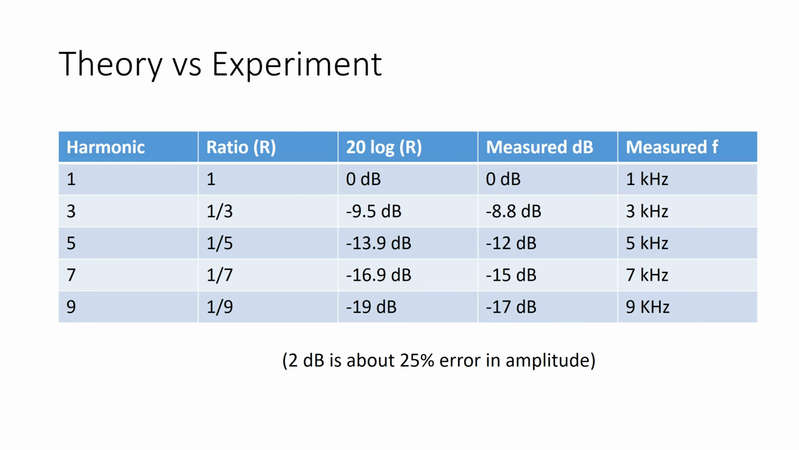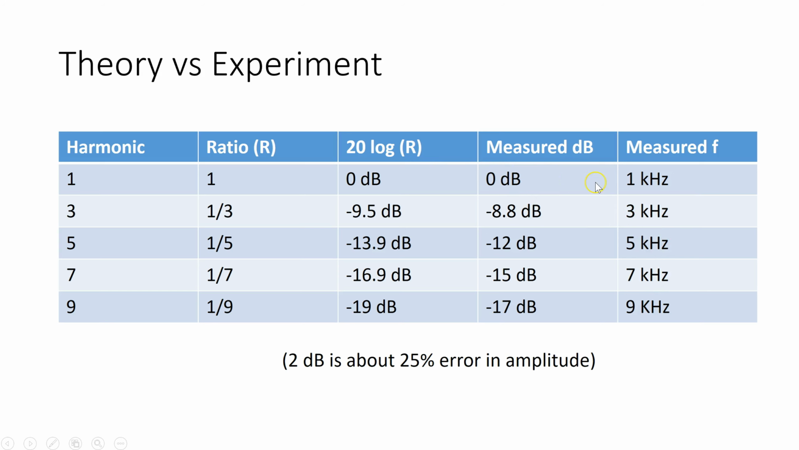So how did we do? Well, here is a plot of the harmonics together with the ratio expected relative to the first harmonic. The measured frequency was perfect. We had a 1 kilohertz square wave, and indeed the first component of the Fourier transform occurred at 1 kilohertz. And then indeed we picked out all the odd harmonics, 3, 5, 7, and 9, much as expected.